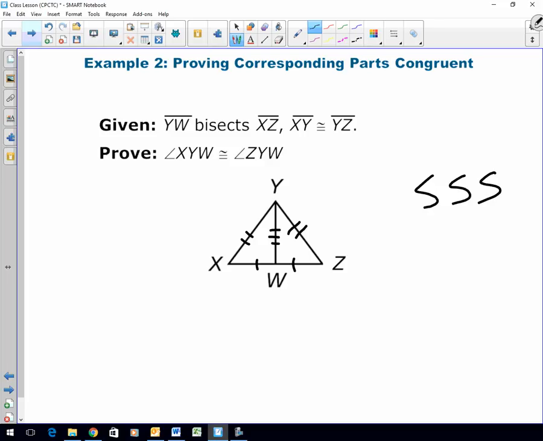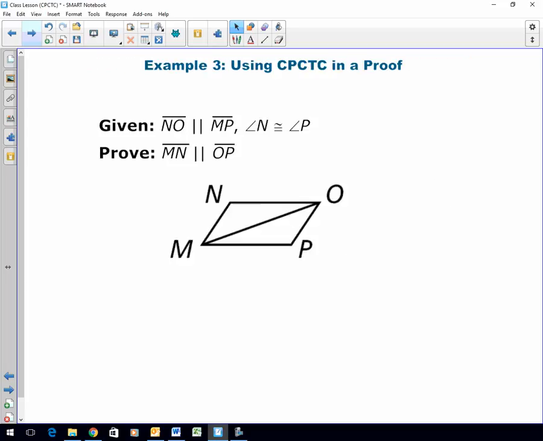The corresponding parts are congruent. CPCTC. Remember what that stands for. The corresponding parts of the congruent triangles are congruent. Okay? That means that the sides are congruent. I already have that. All of the angles are congruent. So XYW has to be congruent to ZYW through CPCTC. All right?